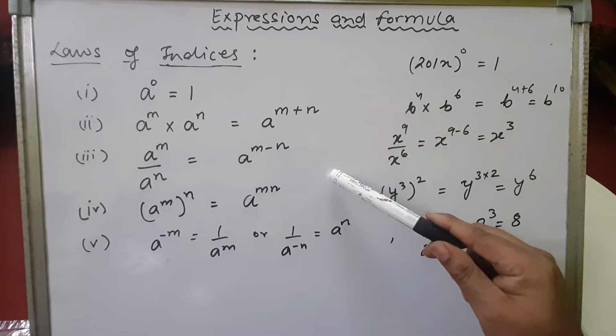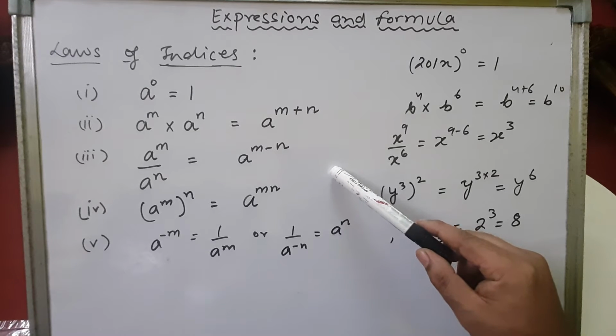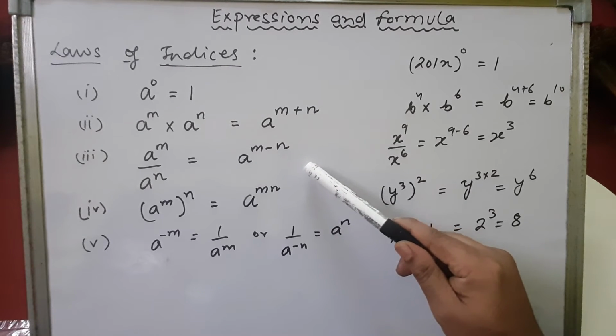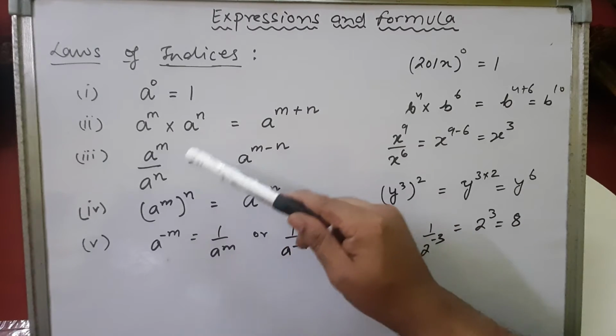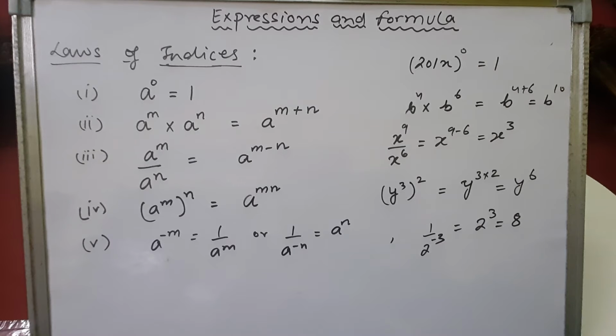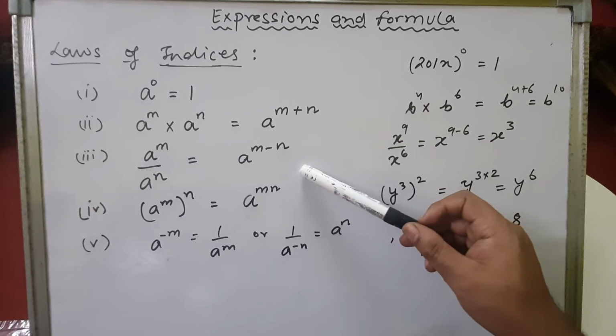Understood. Let's see the third law of exponent. Here it is written that a to the power m upon a to the power n equals a to the power m minus n. That means whenever two terms are in division with different power but same base, the power will get subtracted. You can see same base is here and the terms are in division. Either you write in this way or you put a division sign in between a to the power m and a to the power n. The result will be a to the power m minus n.